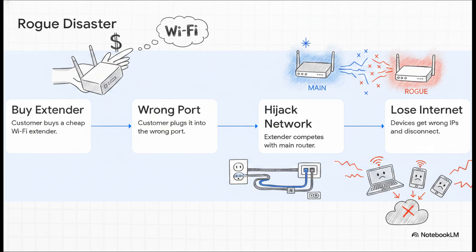Step 1. A well-meaning customer decides the Wi-Fi is just a little too weak in the break room, so they go out and buy a cheap Wi-Fi extender or maybe a secondary home router. Step 2. They plug this new device into the wall, but, and here's the kicker, they plug the cable into the completely wrong network port.